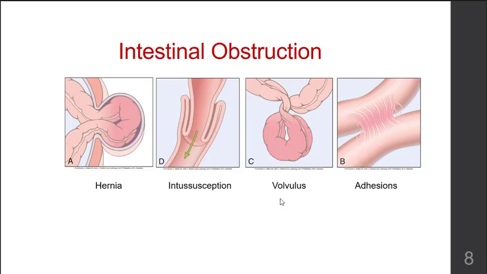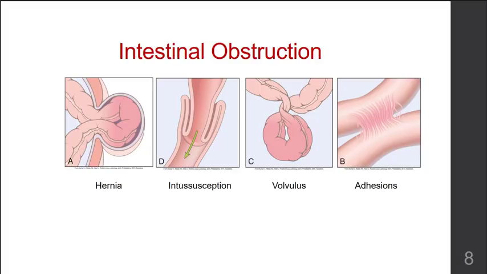The third example is volvulus. A volvulus is a formation of a knot or a twist, and this can lead to bowel obstruction. That's pretty clear by the image, and it can cause ischemia and necrosis. This is a surgical emergency. So this is a very obvious strangulation.